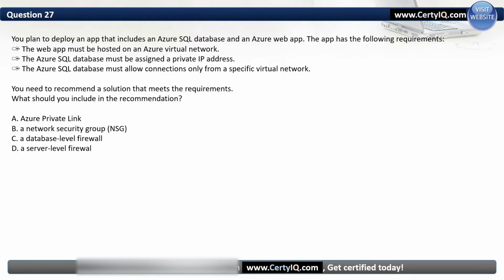Question 27. You plan to deploy an app that includes an Azure SQL database and an Azure web app. The app has the following requirements. The web app must be hosted on an Azure virtual network. The Azure SQL database must be assigned a private IP address. The Azure SQL database must allow connections only from a specific virtual network. You need to recommend a solution that meets the requirements. What should you include in the recommendation? The correct option is A. Azure Private Link.